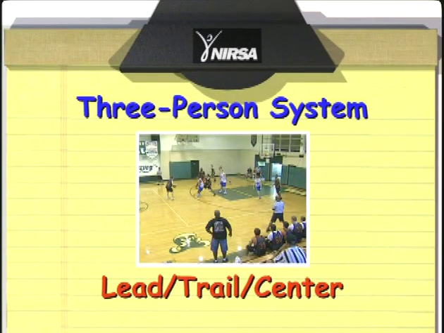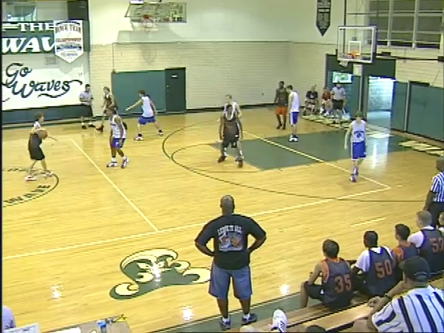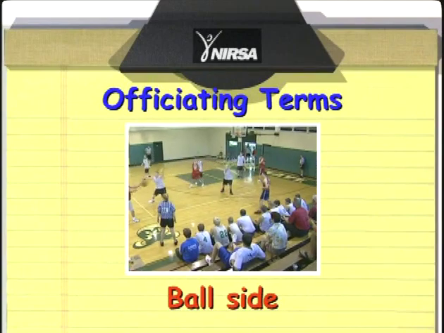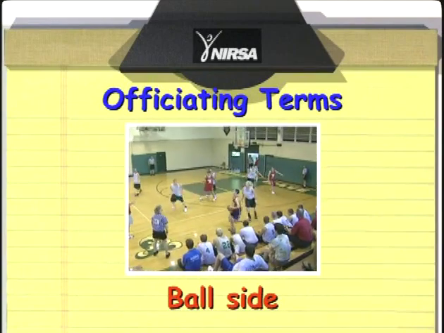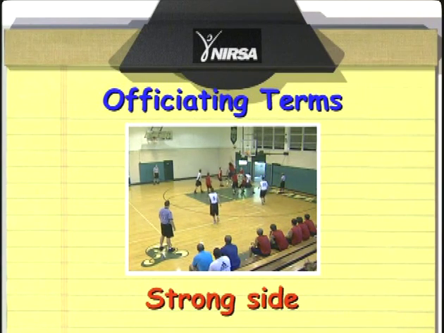Before we examine the three-person system, which consists of lead, trail, and center officials, it's important for you to understand some of the terminology that is used most frequently. Ball side refers to the side of the court on which the ball is located. Strong side refers to the side of the court on which both the lead and trail officials are located.